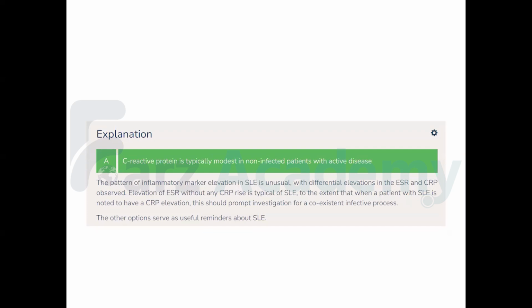The pattern of inflammatory marker elevation in SLE is unusual, with differential elevation in the ESR and CRP observed. Elevation of ESR without any CRP rise is typical of SLE. To the extent that when a patient with SLE is noted to have a CRP elevation, this should prompt investigation for a coexistent infective process. The other options serve as useful reminders about SLE, right?